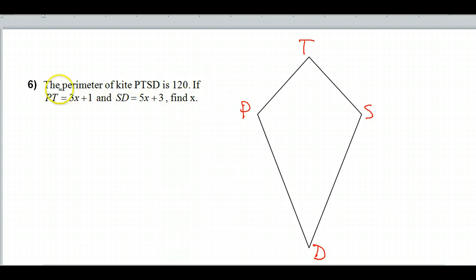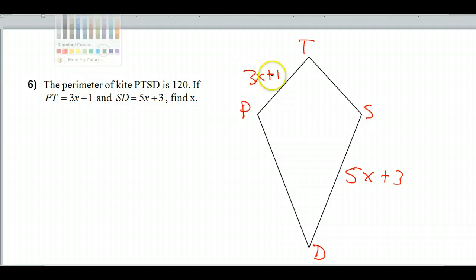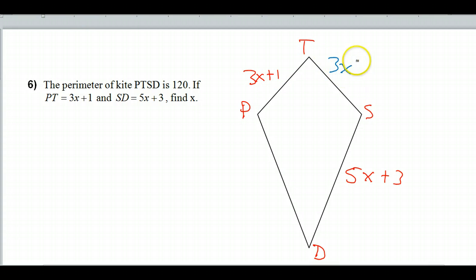But anyway, PT is 3x plus 1. So let's say this is 3x plus 1. SD is 5x plus 3. So this over here is 5x plus 3. Because this is a kite, I know that there's going to be consecutive sides that are the same. So if this is 3x plus 1, then there'll be another 3x plus 1 right next to it. If this is 5x plus 3, then there'll be another 5x plus 3 right next to it.